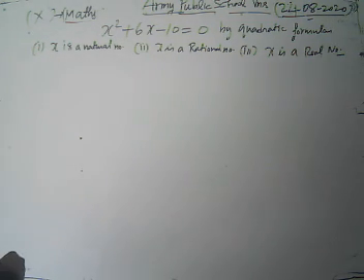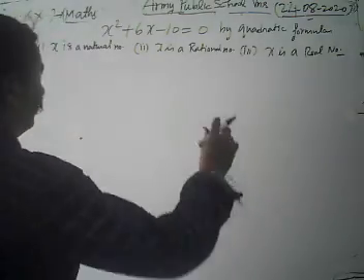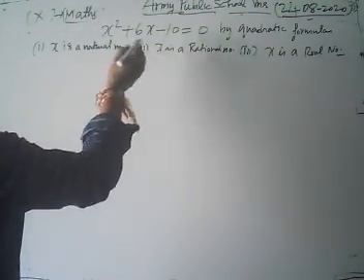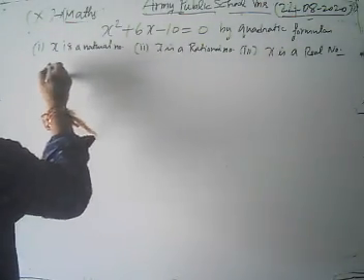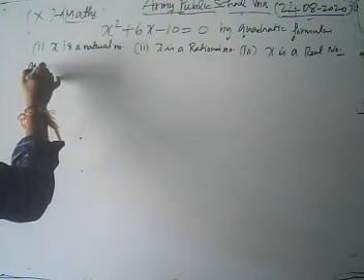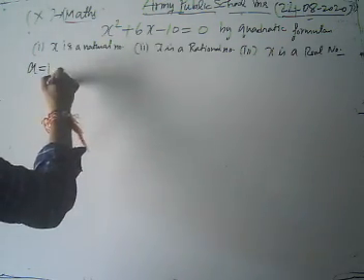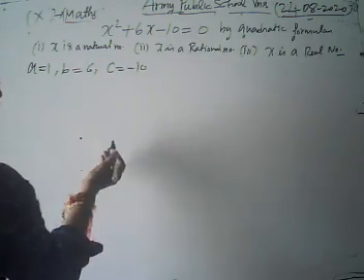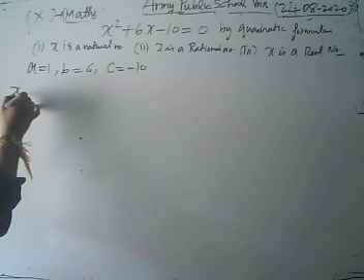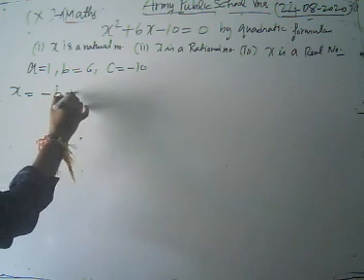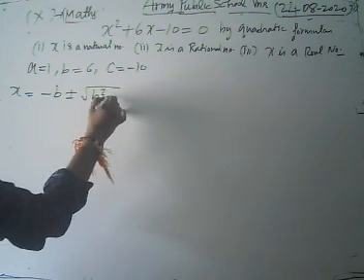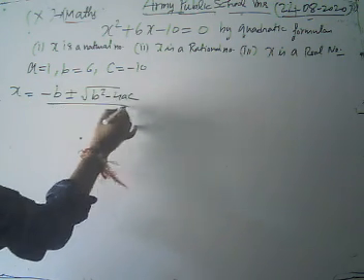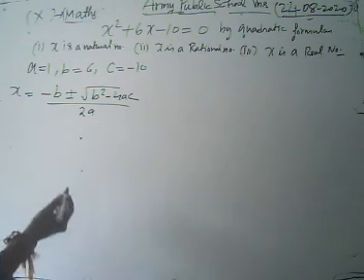First of all we are going to find the solution by the quadratic formula. On comparing, what values do we have? We have a is equal to 1, b is equal to 6, and the value of c is minus 10. What is your quadratic formula? x equals minus b plus minus under root b square minus 4ac upon 2a. This is your quadratic formula.